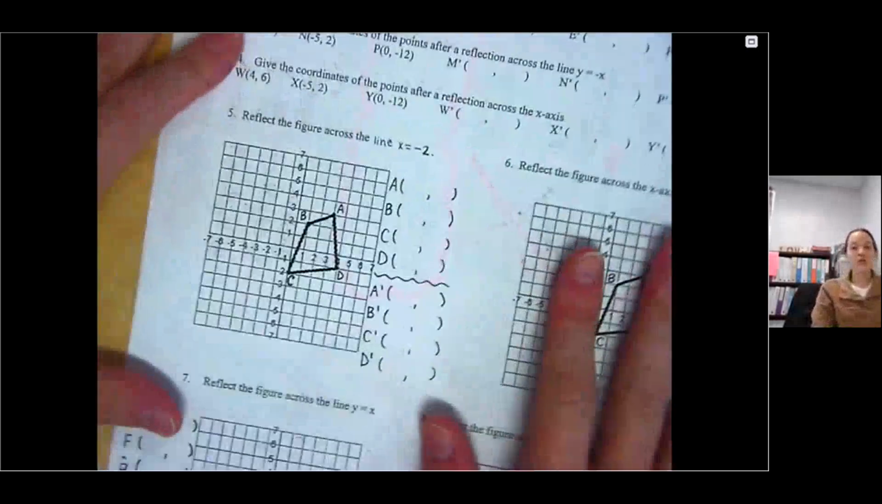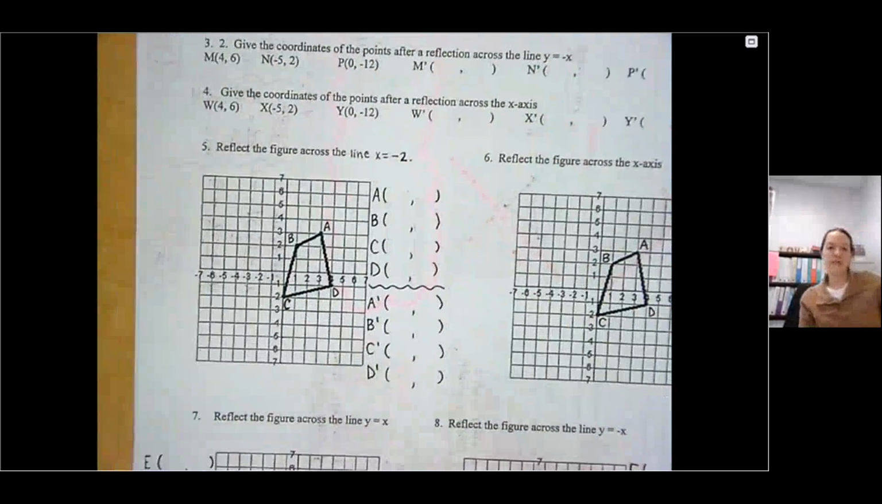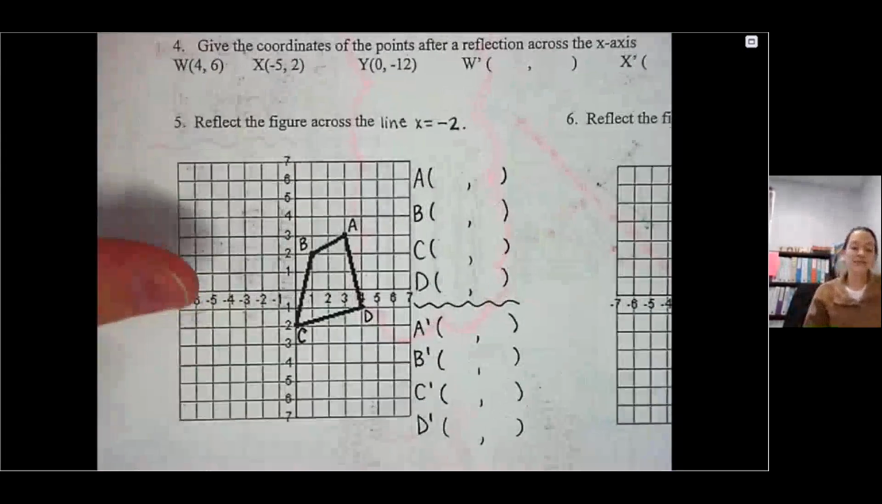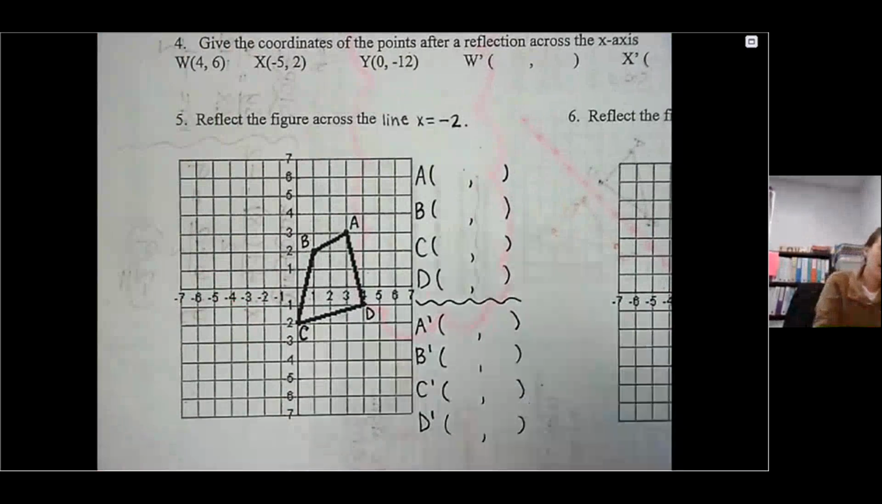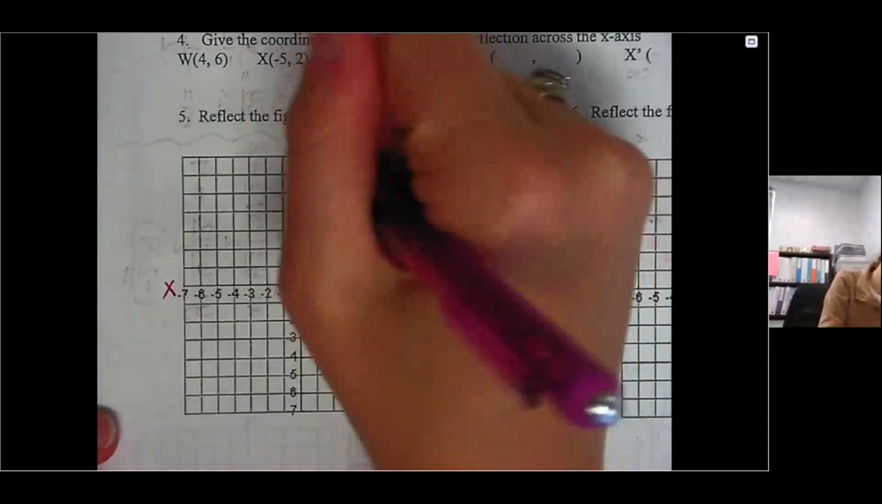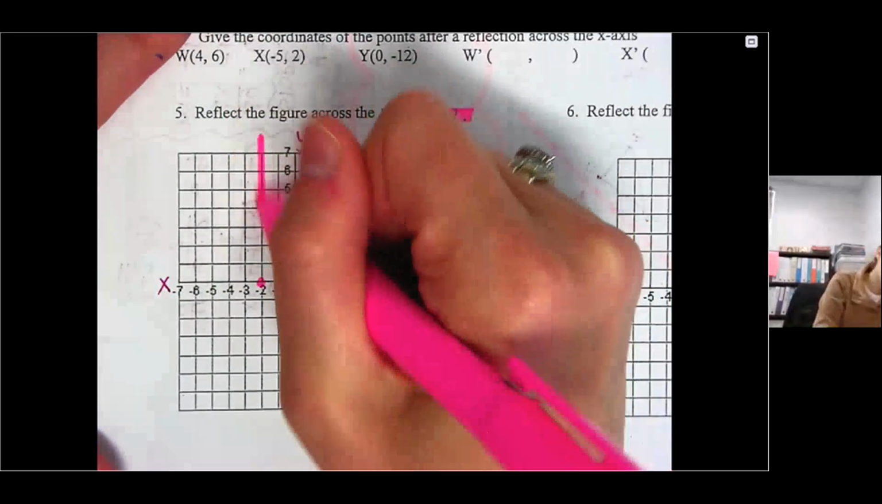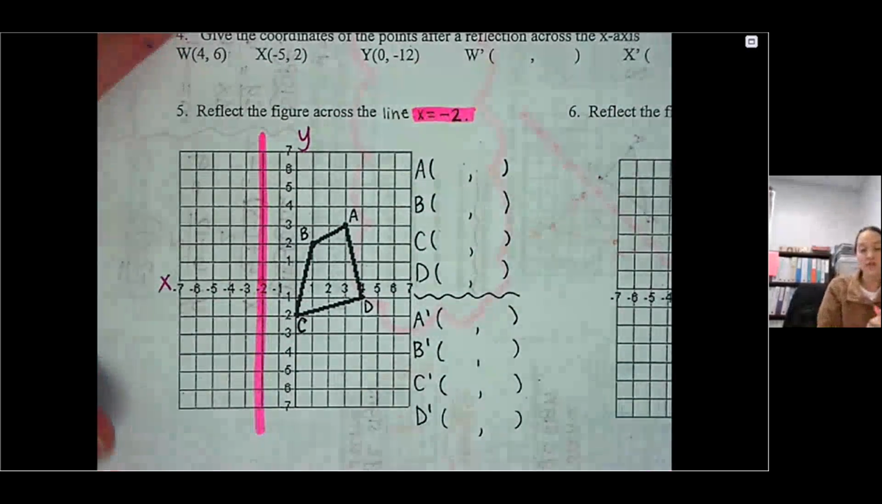Okay, so number 5 on the back says reflect the figure across the line x equals -2. Now, x equals -2 means it's a line that crosses the x-axis, and this is the x-axis. So it touches the x-axis at -2. So that's this line right here. And it's a vertical line at x equals -2.